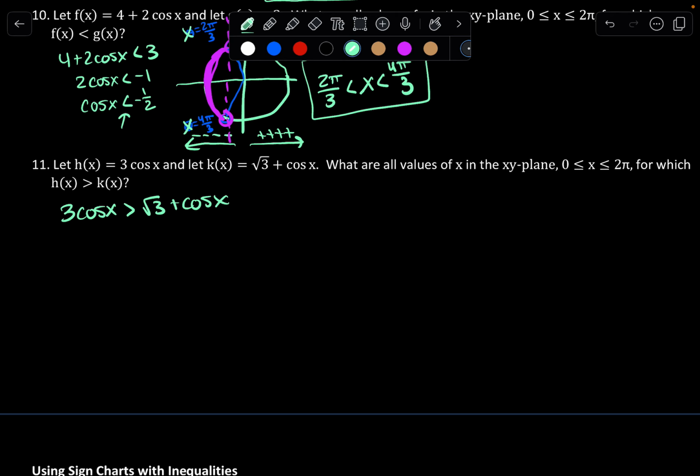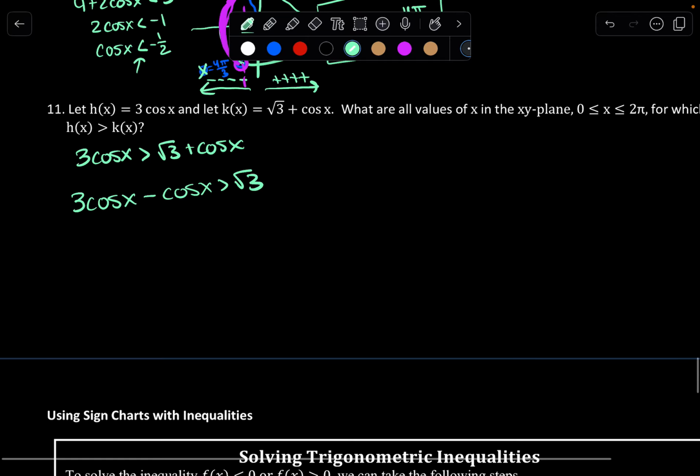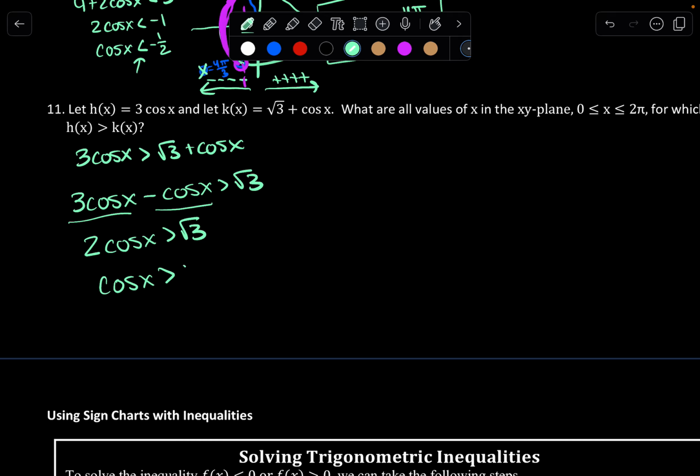because, okay, they're the same degree. They're like terms, so we can combine them. So I'm going to subtract cosine x from both sides. So I have 3 cosine x minus cosine x is greater than root 3. And I have 3 cosine x, and then I have 1 cosine x. So I'm left with 2 cosine x is greater than root 3. Divide both sides by 2, and we get root 3 over 2. Again, we lucked out. We have a standard coordinate on the unit circle.